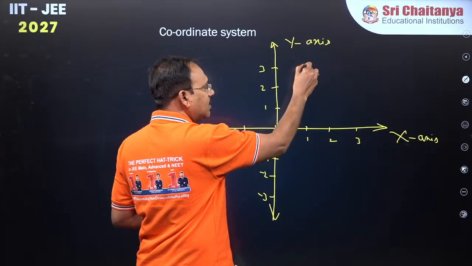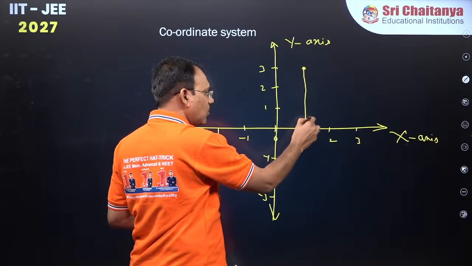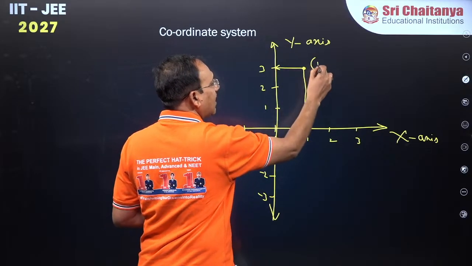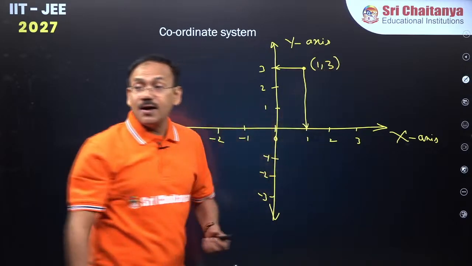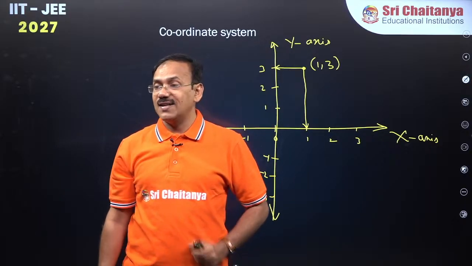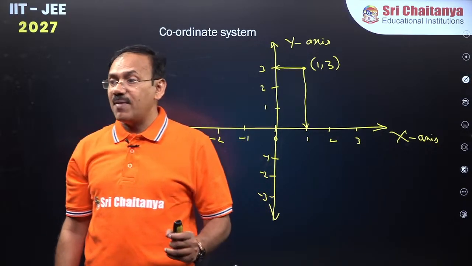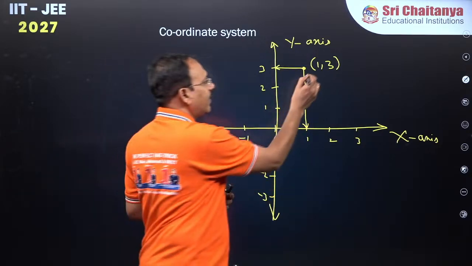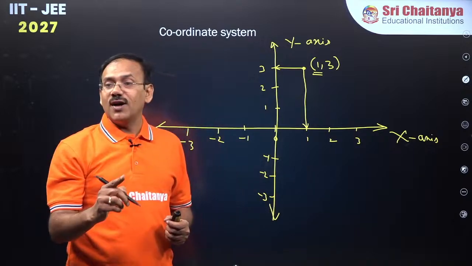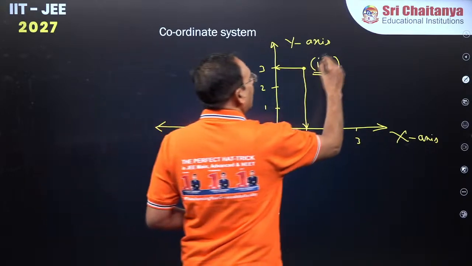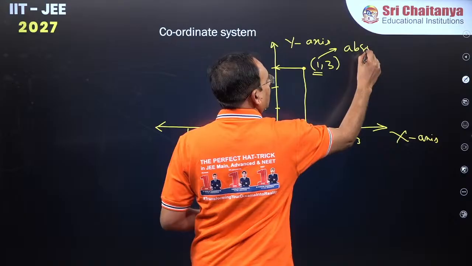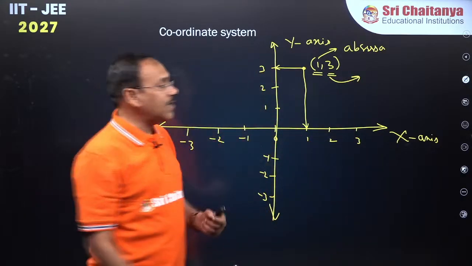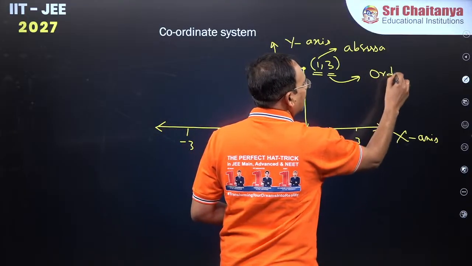Now the idea that Descartes has given is, if you want to name a particular point, you do one thing: see towards the x-axis, what number is here? 1. See towards the y-axis, the number is 3. The name of this point is the ordered pair (1, 3). So the point's name is (1, 3), where the first is called the first coordinate or x coordinate or abscissa, whereas the second is called the second coordinate or y coordinate or simply ordinate.